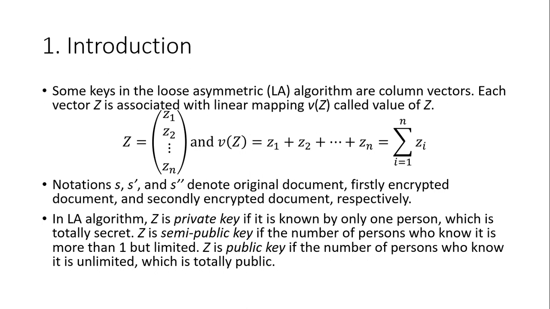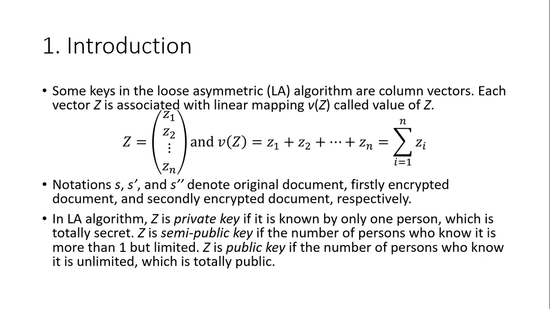Some cases in using the asymmetric LA algorithm are column vectors. If each vector Z is associated with a linear mapping VZ, called the value of Z, Z is Z1, Z2, Zn, and VZ is the sum of Z1, Z2, Zn. Notations S, S quad, and S double quad denote the original document, the firstly encrypted document, and the secondly encrypted document, respectively.